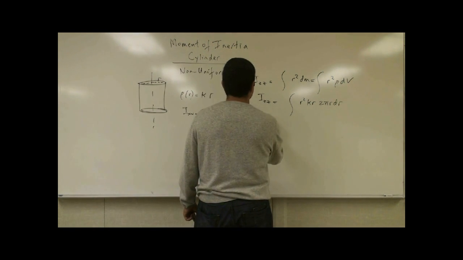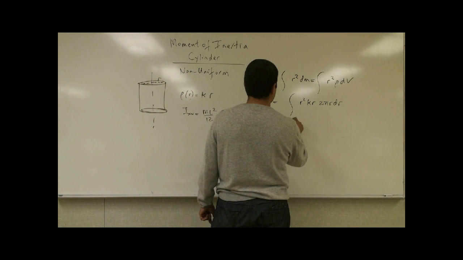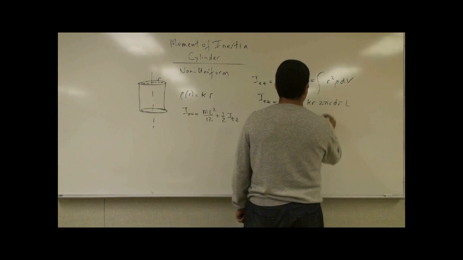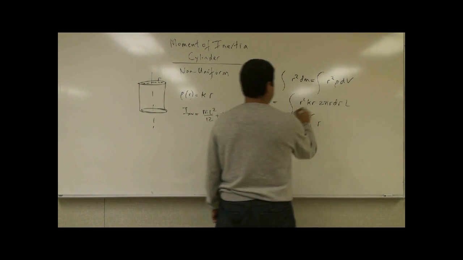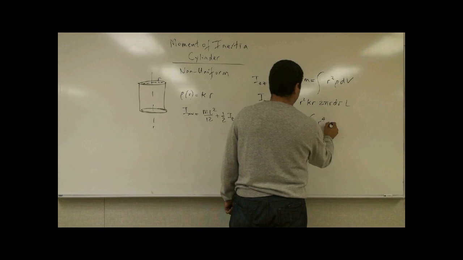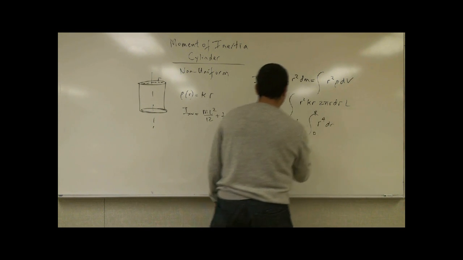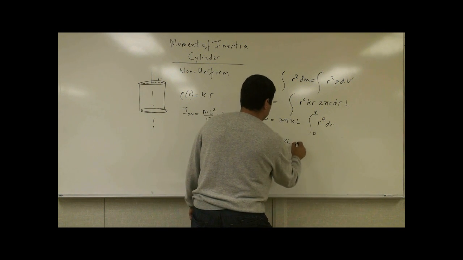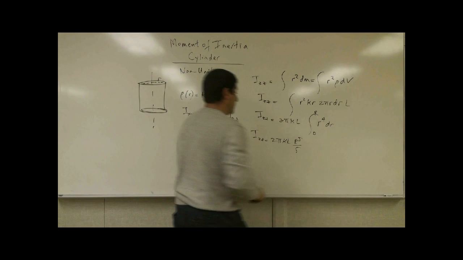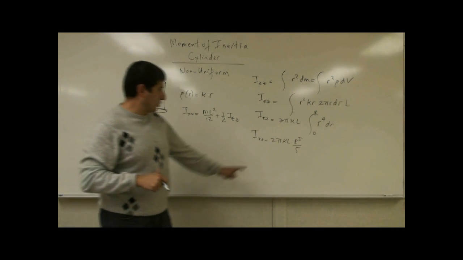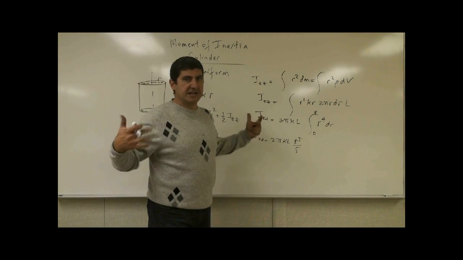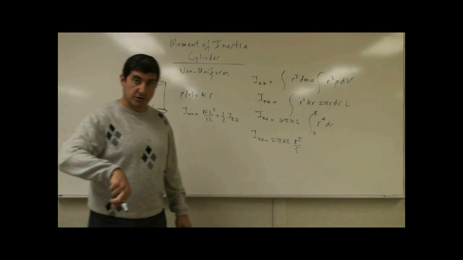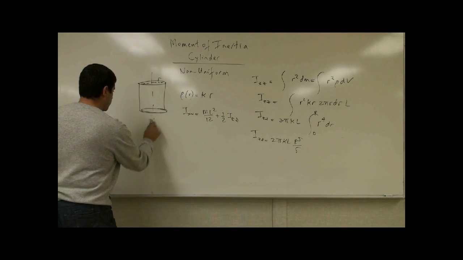So then you have IZZ is equal to 2 pi kappa. Then, of course, I need the L. And then you have here r to the what? Third, fourth, r to the fourth dr from 0 to r. And then you have 2 pi kappa L r to the fifth over 5. Now for this kind of a problem, you have the kappa remaining, some constant kappa. So what we have to do is we have to do another integral, and the other integral is this one.